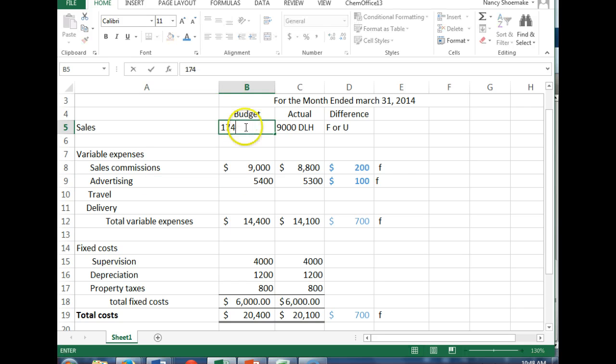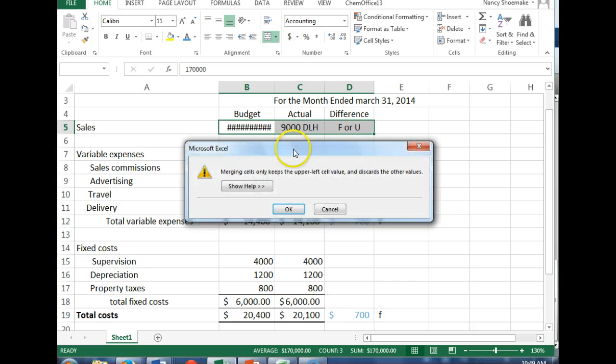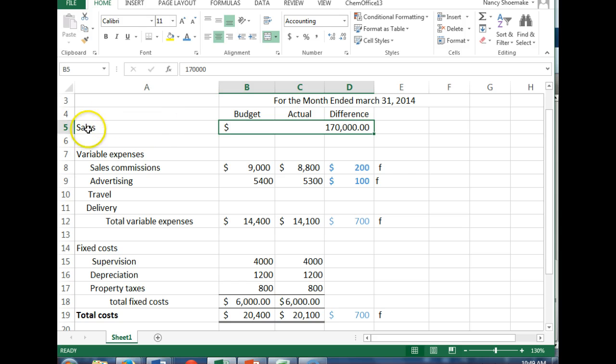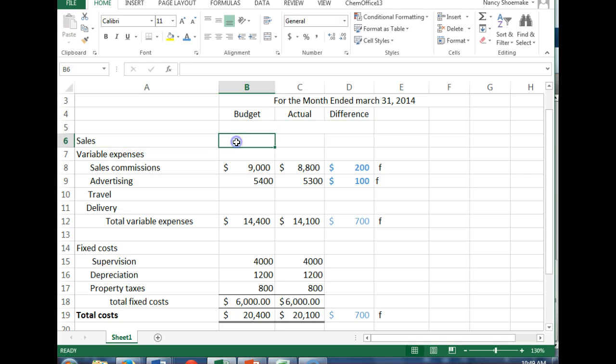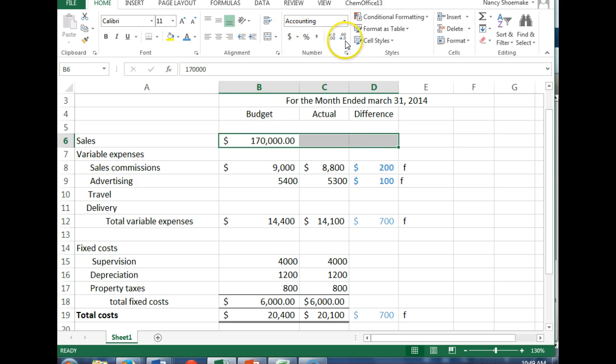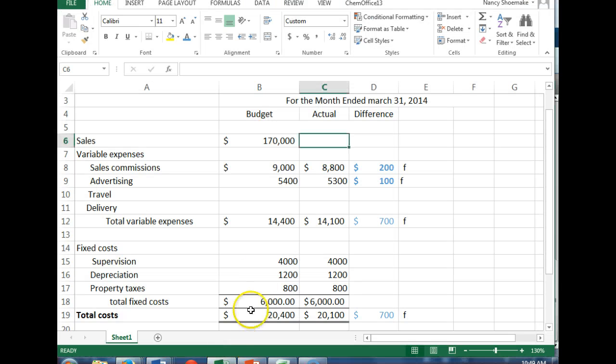And here we've got our sales of 170. And what actually came in? Sales actual were 170. And actual came in at what? What did actual come in at, guys? Assuming March sales were 170, we're going to show actual sales of 170 also.